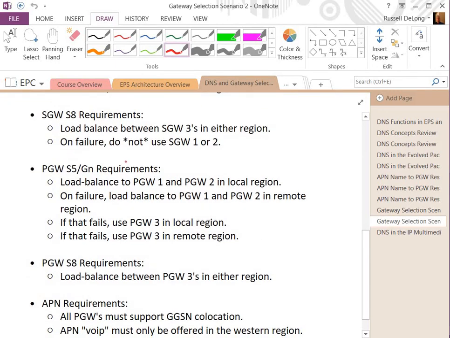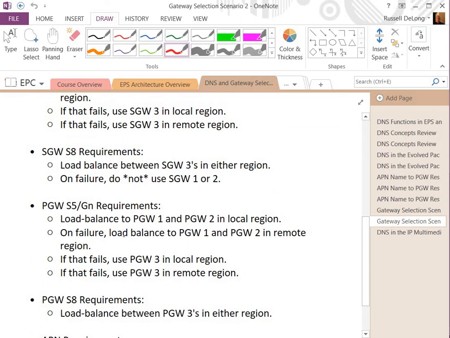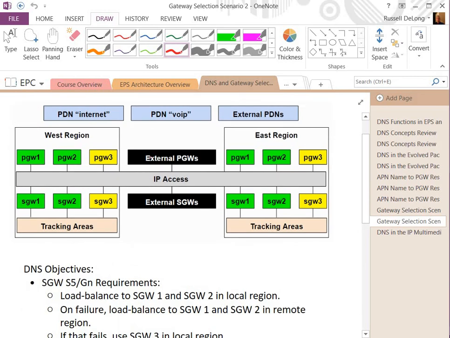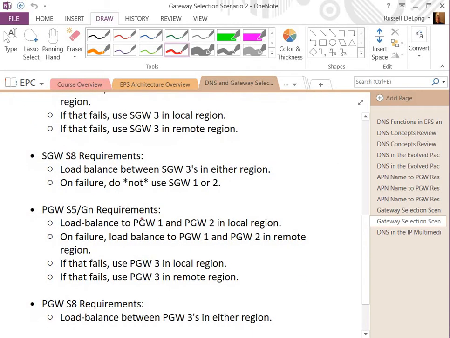So the P gateway requirements are basically the same. Load balance P gateway 1 and 2 in local. On failure, load balance to P gateway 1 and 2 in remote. If that fails, use P gateway 3 in local. If that fails, use P gateway 3 in remote. So you get the idea. You prefer the greens in your own region. If that fails, take the greens in the remote region. If that fails, take the yellows in your region. If that fails, take the yellows in the outside region.